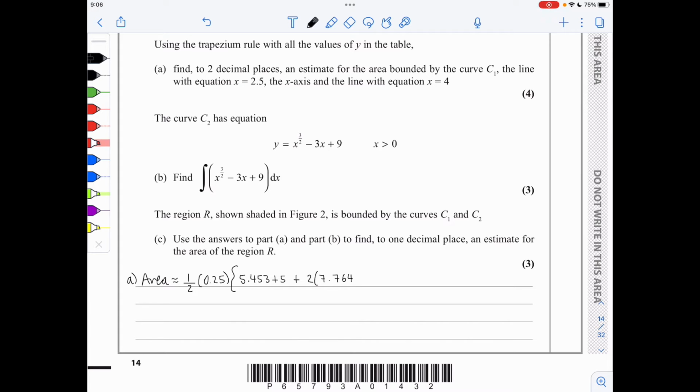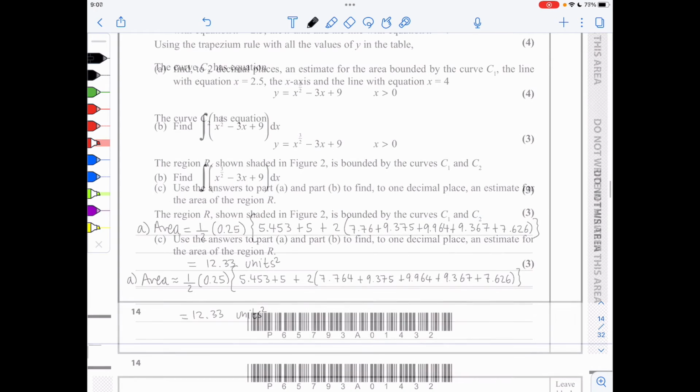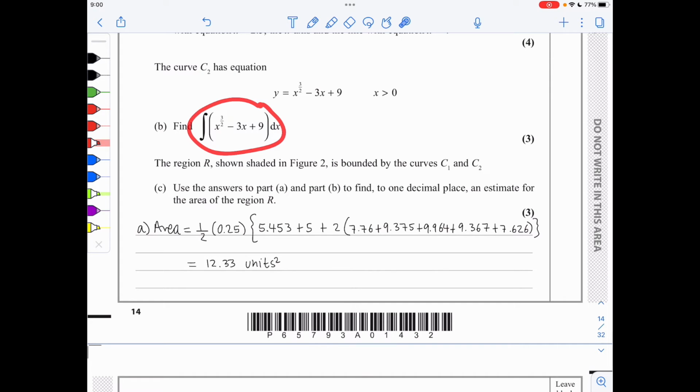7.764 + 9.375 + 9.964 + 9.367 + 7.626. We put everything on the calculator and we get 12.33 units squared.